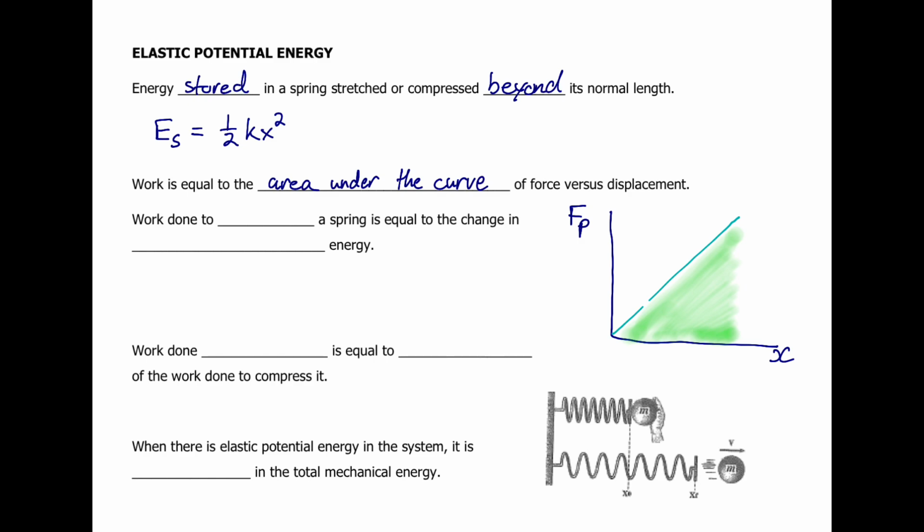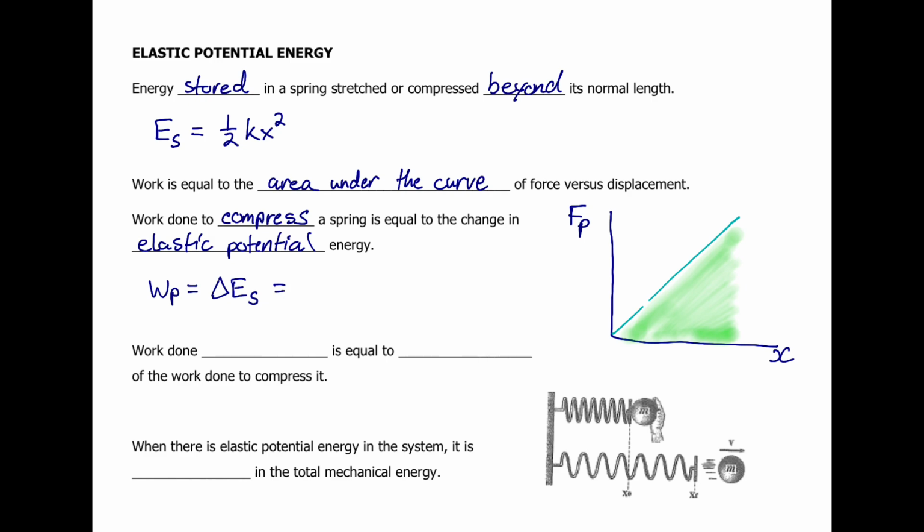Okay, so work done. We're going to talk about work because this is our chapter on work. Work done to compress a spring is equal to the change in elastic potential energy. So basically that is our main trade in this chapter. We're going to say how much work was done on the spring. Well, how much potential energy did I give the spring? That's our trade. So the way we write that is the work done to compress the spring is equal to the change in energy of the spring.